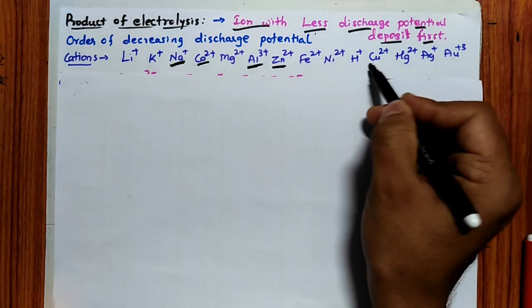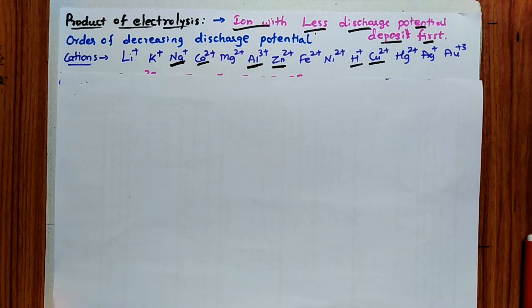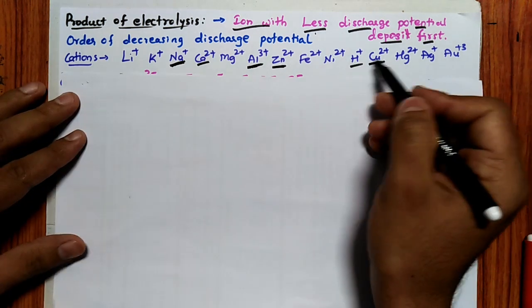Similarly, copper and hydrogen, which one will go and deposit? Which one is having less discharge potential? Which one requires less current? That is copper. Copper will go and deposit rather than hydrogen.